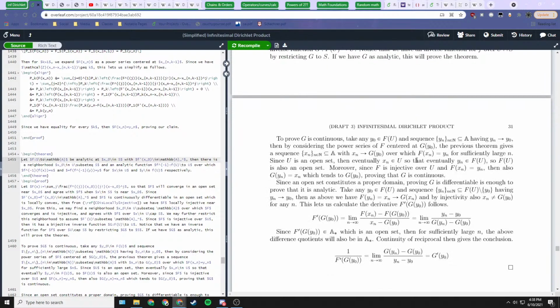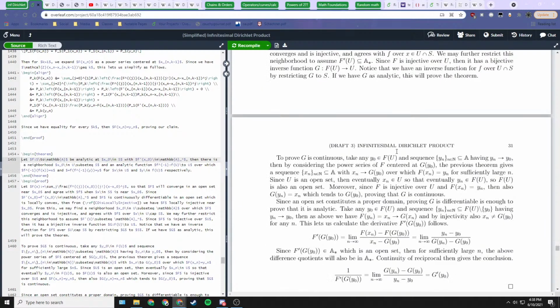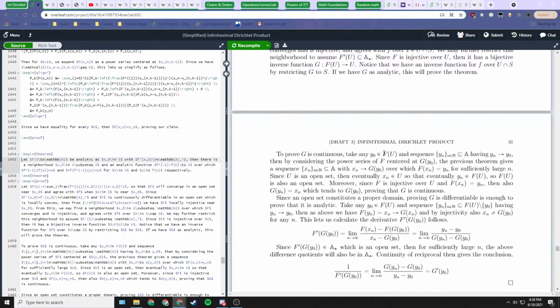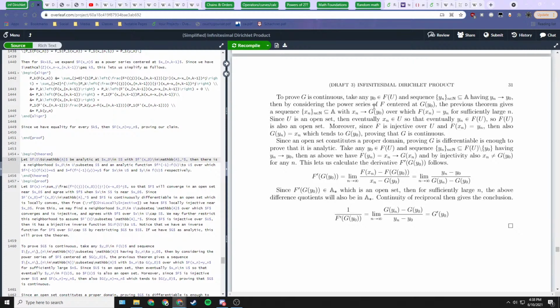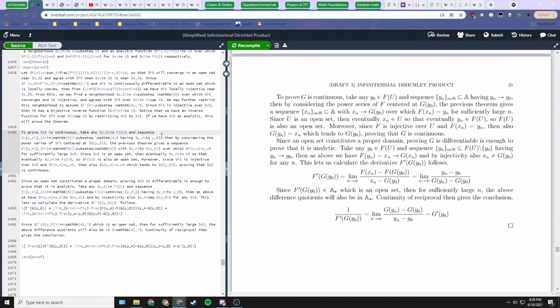To prove G is continuous, take any y0 in f of U, and take a sequence converging to y0. We consider this power series of f centered at G y0. The previous theorem gives a sequence xn in natural subsets of A with xn tending to G of y0, over which f of xn equals yn. Okay, this should be G of y0, which is in U. This is probably fine.